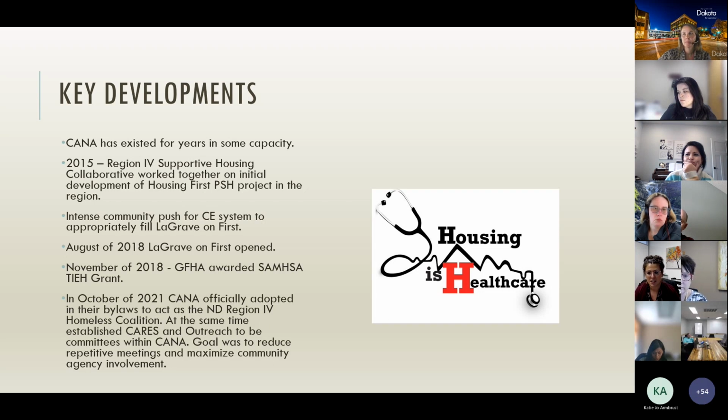As that project started to develop, there was a huge community and regional push for coordinated entry. As Katie Jo mentioned, LaGrave on First really prioritized making sure coordinated entry was utilized for filling those units, because coordinated entry is evidence-based and trauma-informed. It might be a pain in the butt for service providers because it's a different process than we're used to, but it's what works best for getting the right clients into the right housing options as quickly as possible. So we wanted to make sure we filled that unit with the people that were appropriate to be there.